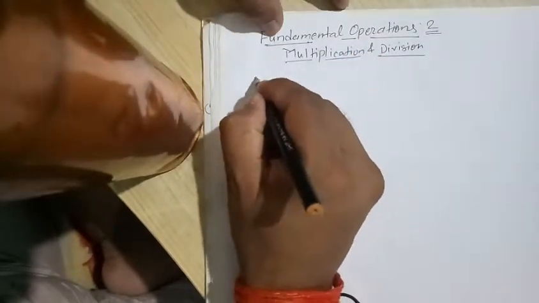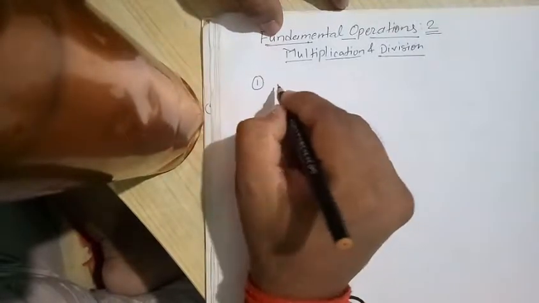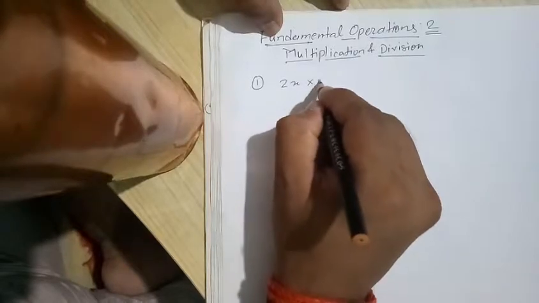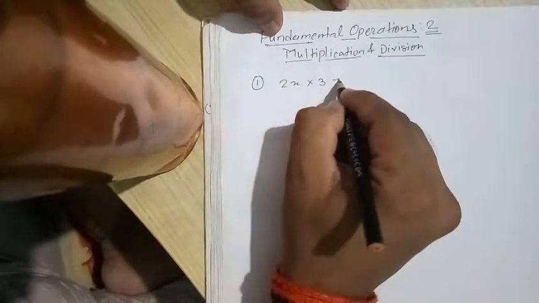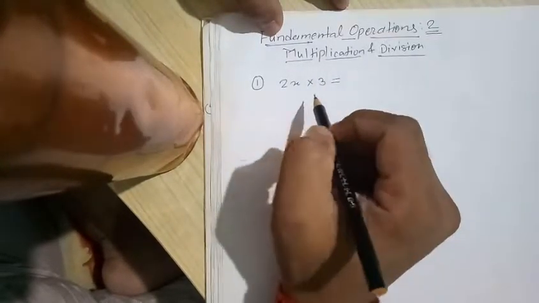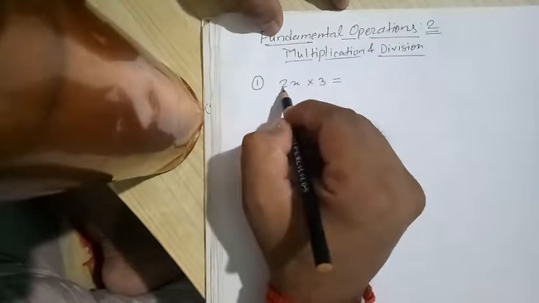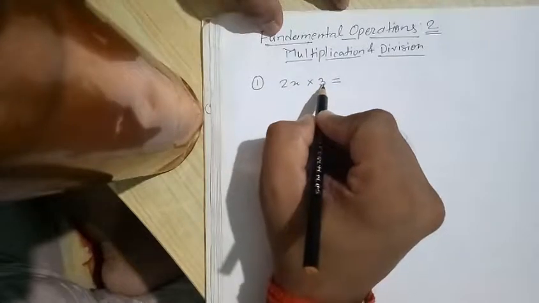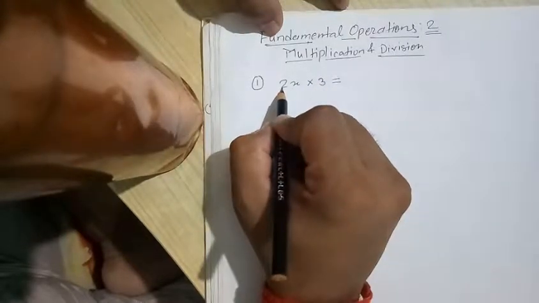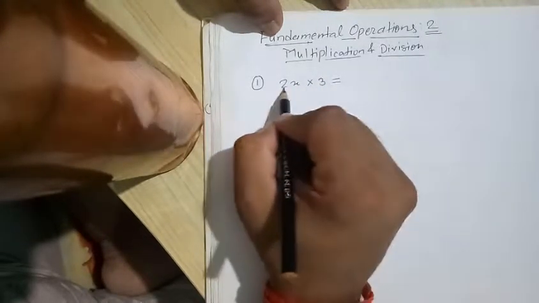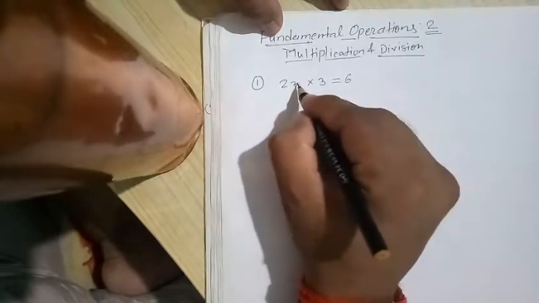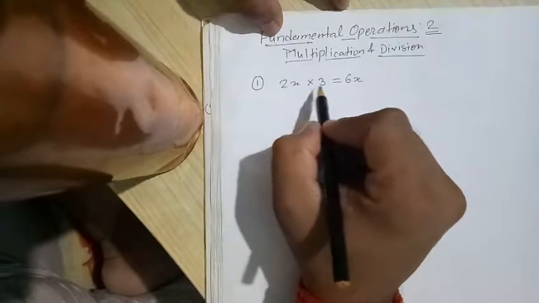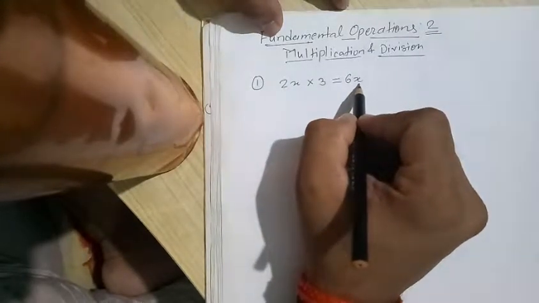So there is a first type. Let's understand. Suppose you want to multiply 2x with 3. Answer: remember that a number multiplies with a number, a constant multiplies with a constant. Here 3 will multiply with 2, we get 6, and x will come as it is. You can say that 2x times 3 is 6x, right?